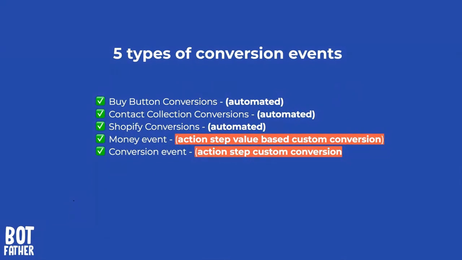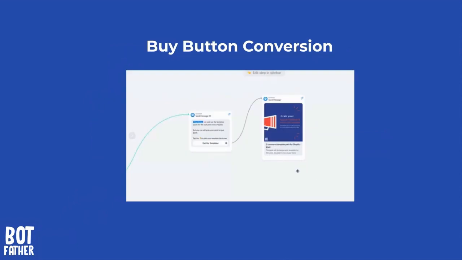We have the automated buy button conversion, the contact collection conversion, and the Shopify conversion. Those 3 are automated conversion events and cannot be edited and will be fired automatically upon specific actions. I'm going to look at those actions in a little bit. Then we have what I compare to the custom conversions, custom events from Facebook, the money event and the conversion event. The money event and the conversion event, we decide where we fire those. We can fire those in our chatbot flows, and we can fire those through the Pixel on our website, and then log those specific events in ManyChat Analytics. These are action step events compared to the automated events that will fire automatically.